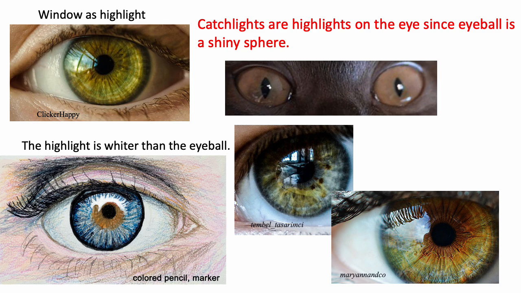Catchlights are highlights on the eye since the eyeball is shiny, and they reflect the light source like this window here. They're better seen on animals with dark eyes, but don't put the highlight in the middle because it may make them look evil. In my drawing here, the highlight is whiter than the white of the eye because the highlight is a reflection of the light source, and the eyeball should get darker as it goes toward the edges like any sphere. The tiny little lines here, and you can see them better over here, are shadows of the eyelashes.